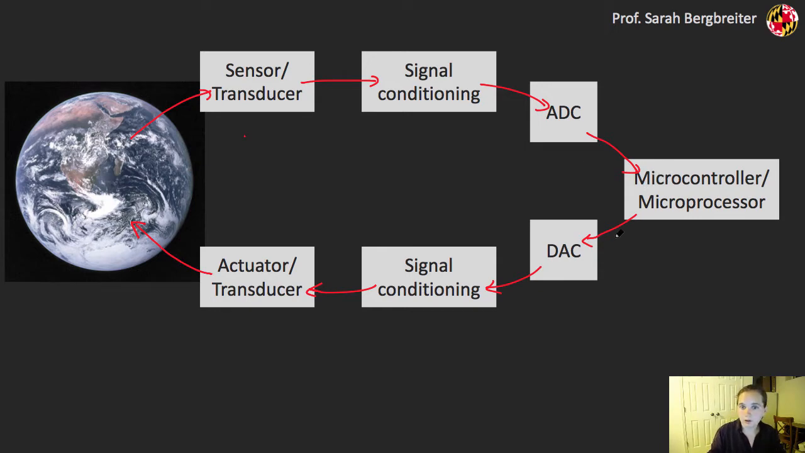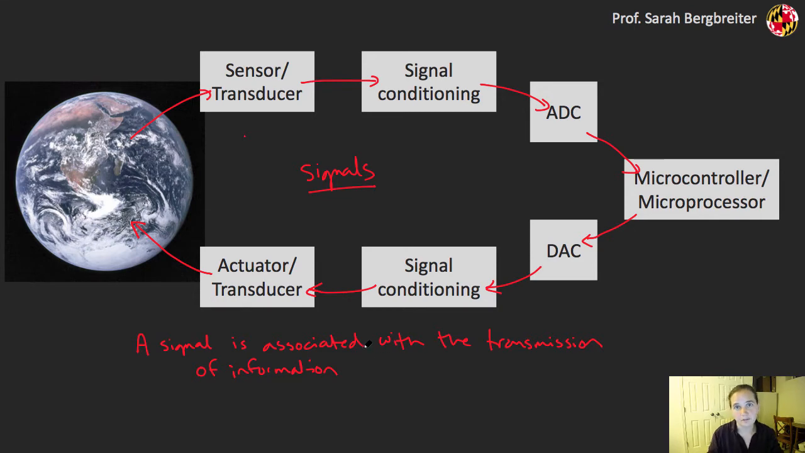So from that microcontroller or microprocessor, we output information on something like a DAC, a digital to analog converter, do some potential signal conditioning on that, and use that to control an actuator or transducer to affect the world. And the thing that I want to point out in this slide is that all of these red lines here are signals. And a signal is associated with the transmission of information.